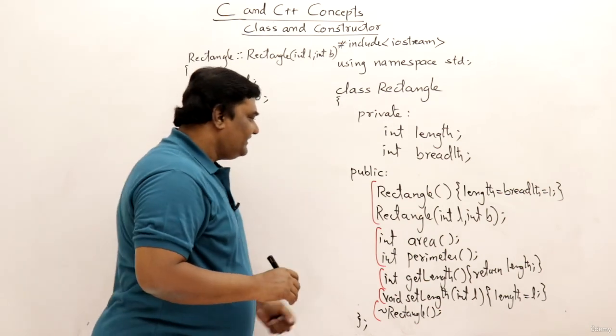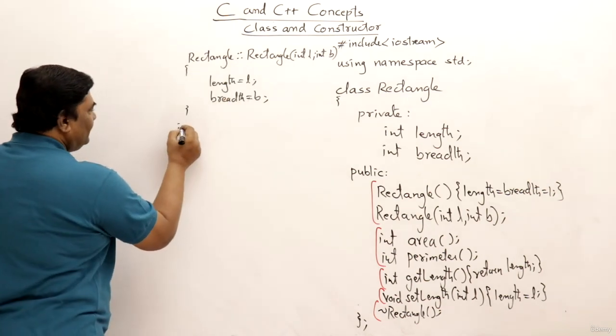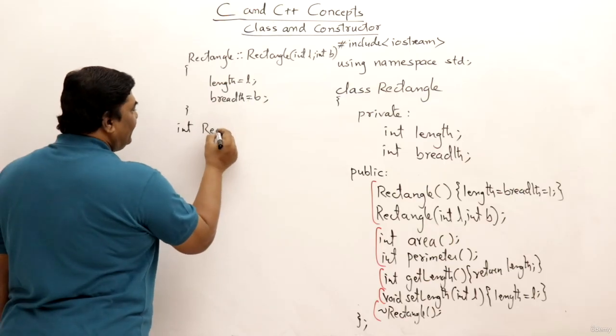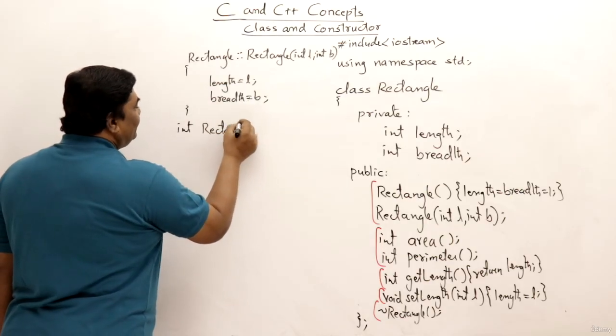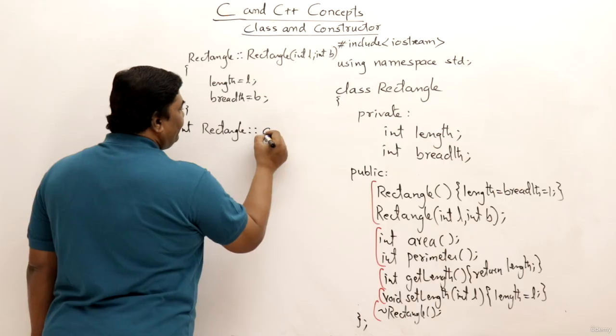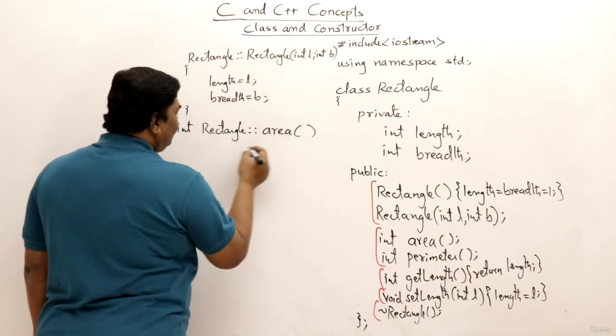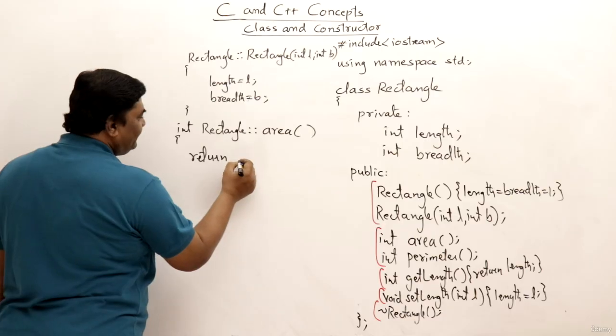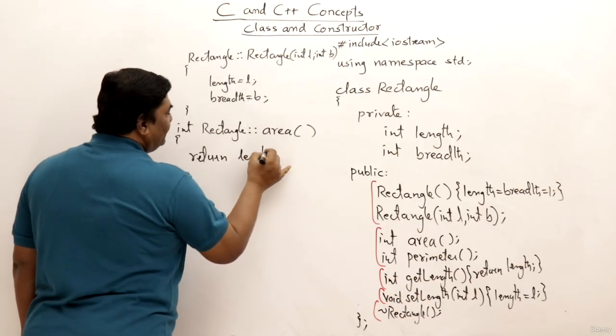Now the next function is the area function. So I will write down the implementation of the body of that function. This is the return type, then the class name Rectangle and scope resolution. The function name is area. It doesn't take any argument. So it's also a single line function. So I will just say return length into breadth.